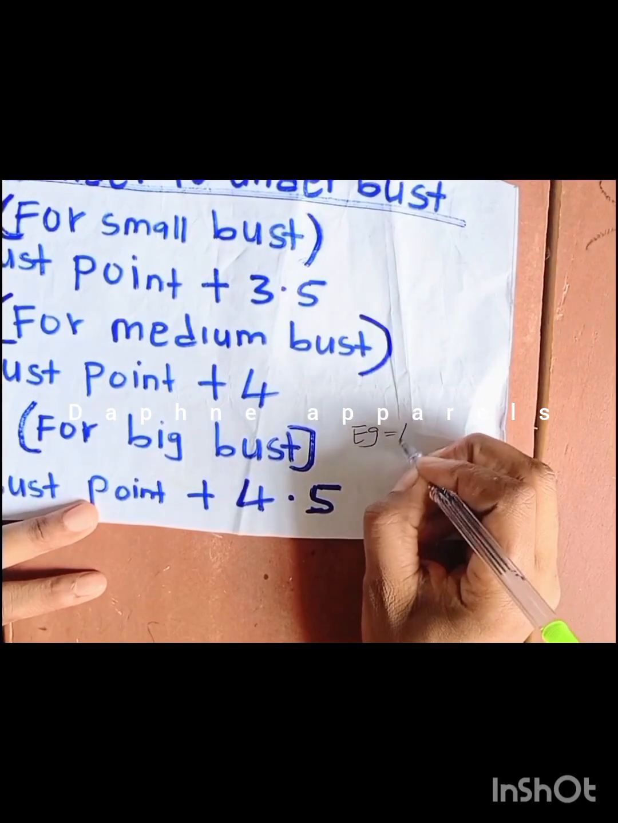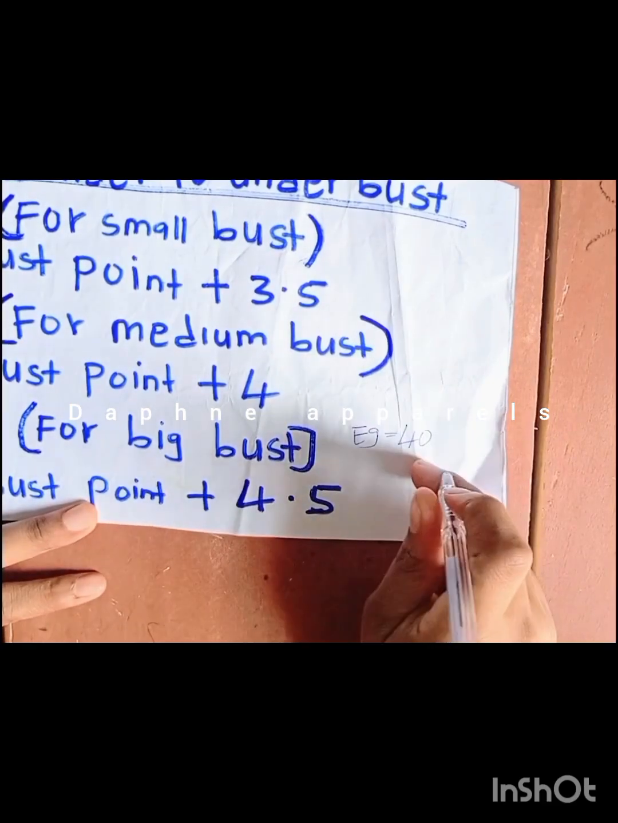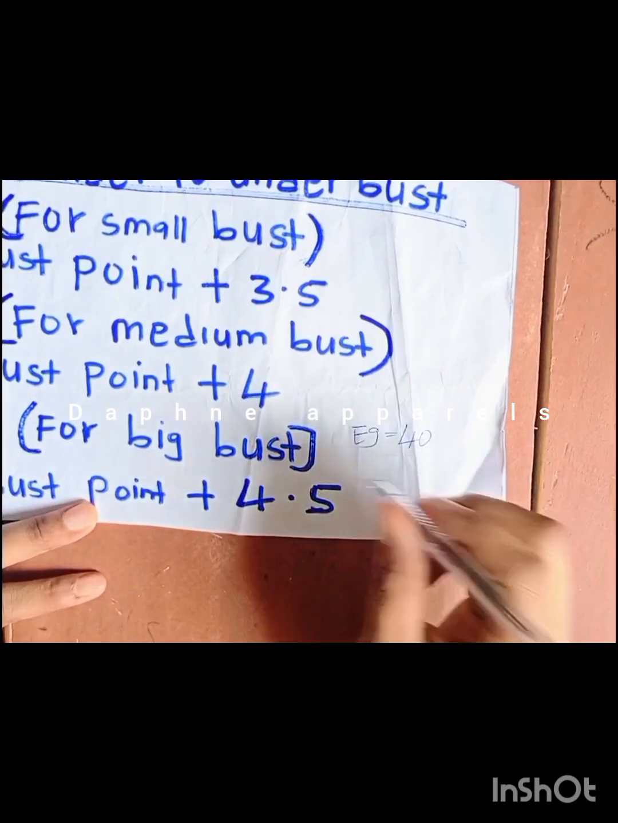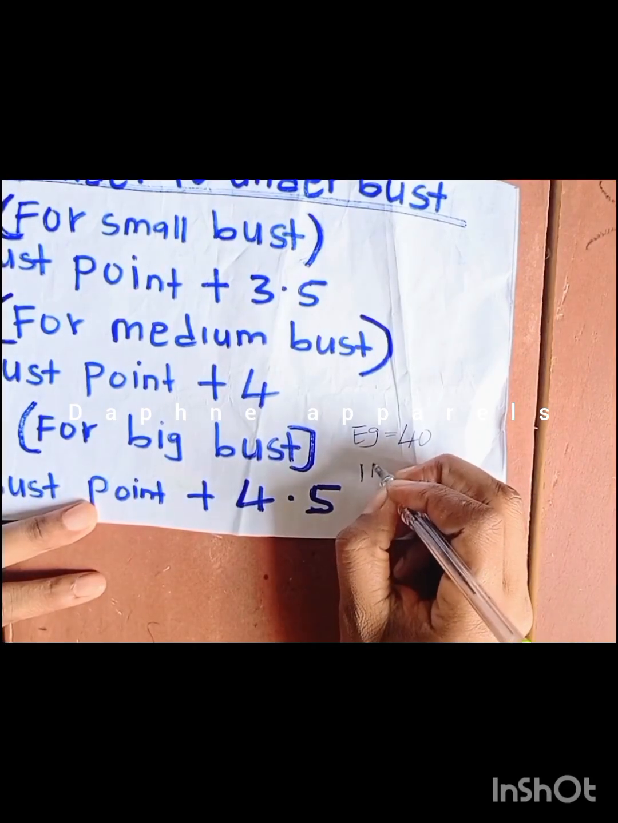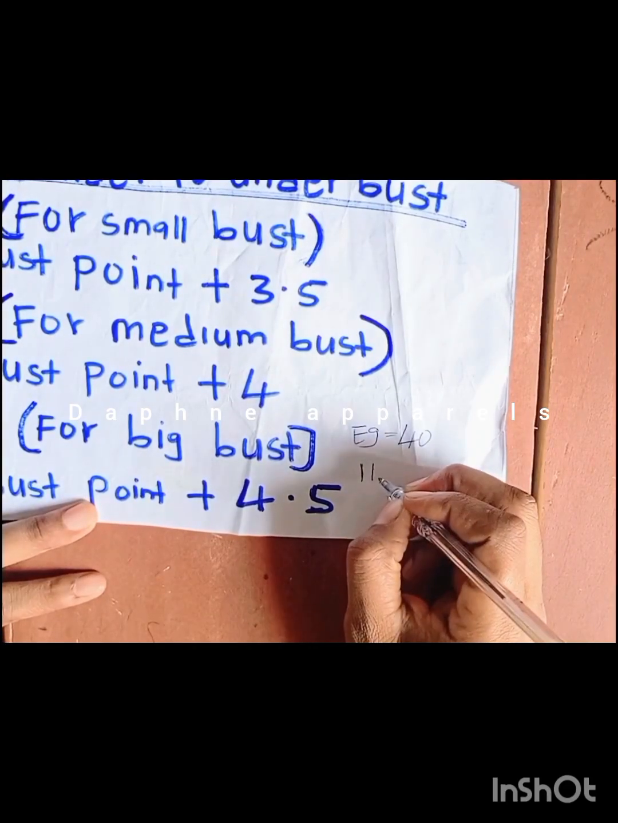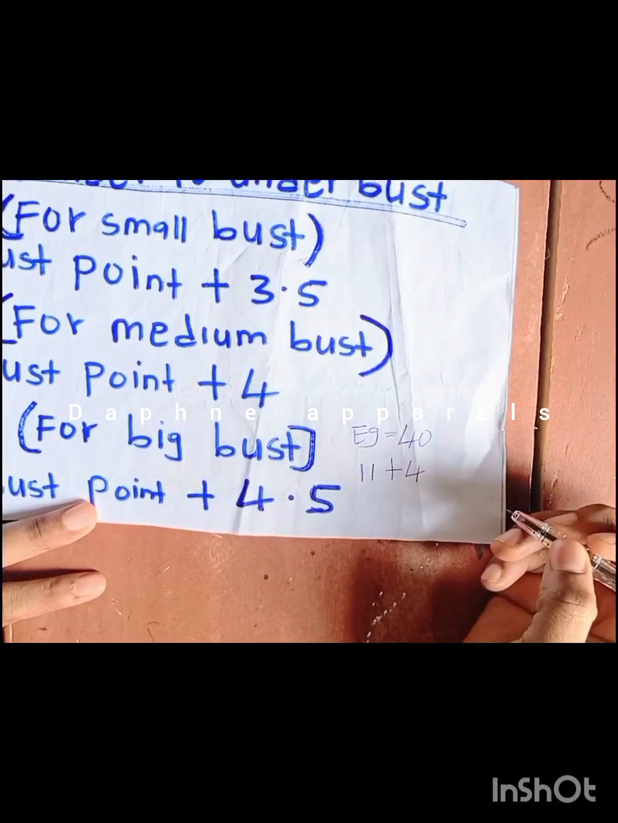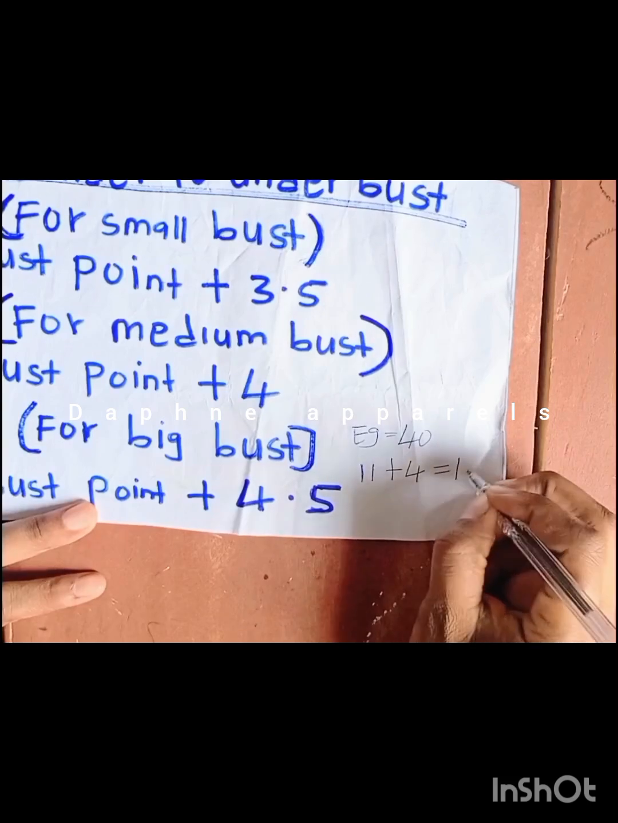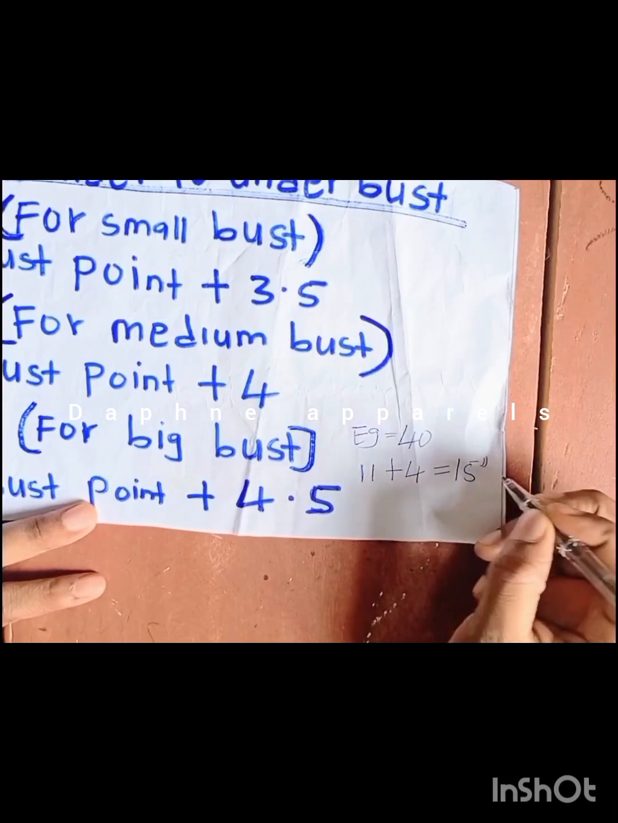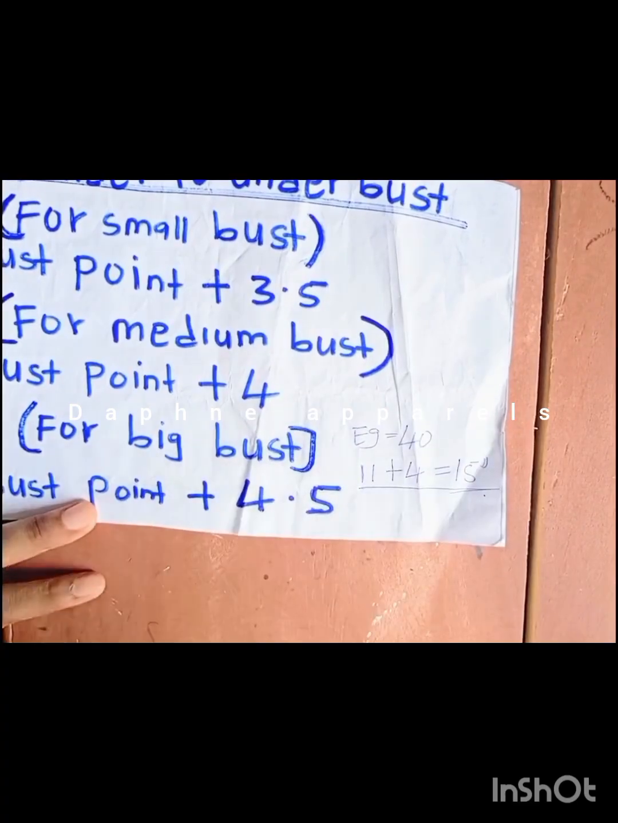For someone with medium size bust of 40, the bust point will be 11 inches. So 11 inches plus 4, it will give you 15 inches, and that will be the underbust of the person with bust size 40.